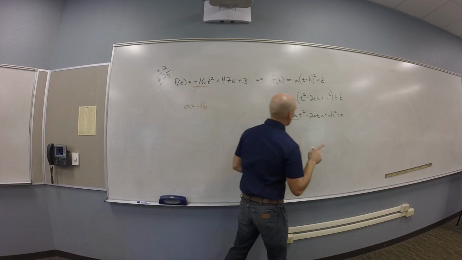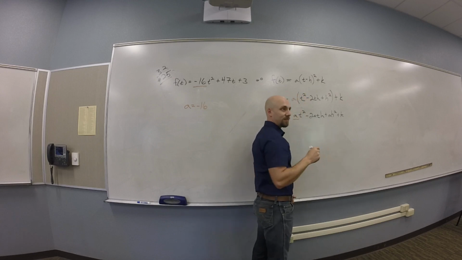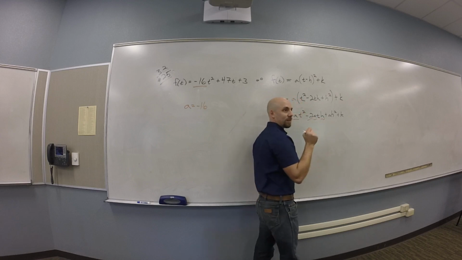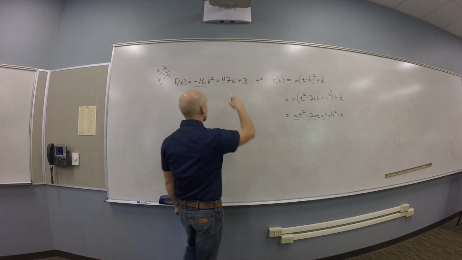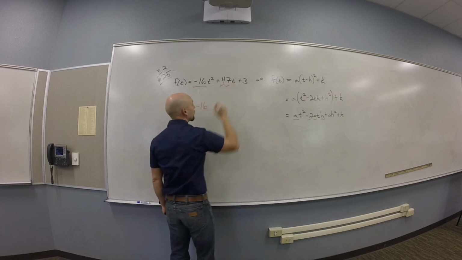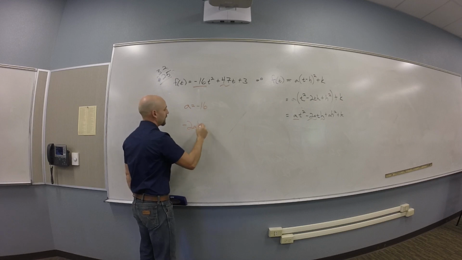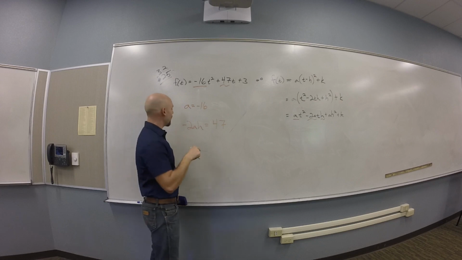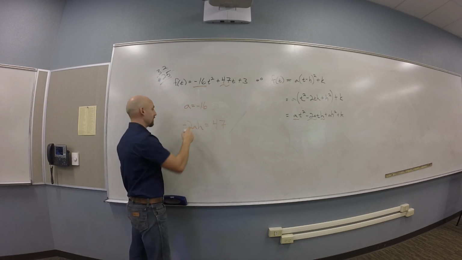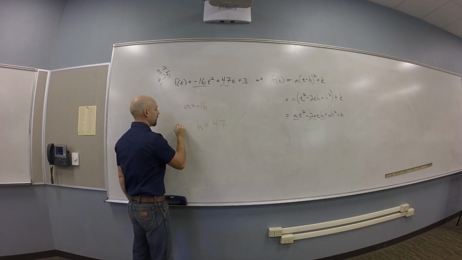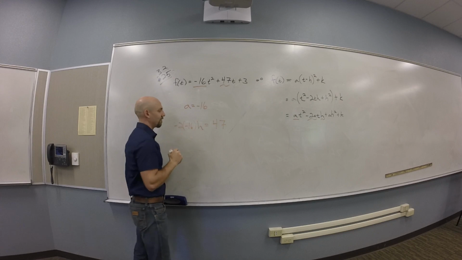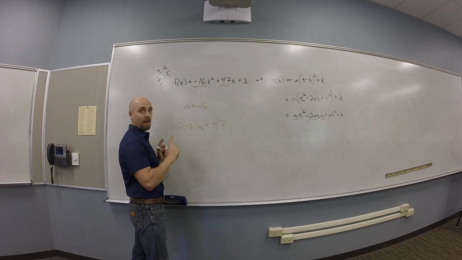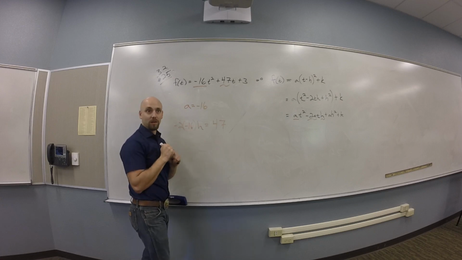Now, how about what's the thing on t over here? Negative 2ah. That's the coefficient on t over there. What's the coefficient on t over here? 47. So I know that negative 2ah has to be 47. And I know what a is. A is negative 16. So I can do negative 2 times negative 16 times h is 47. That's going to tell me what h is if I massage it a little bit.